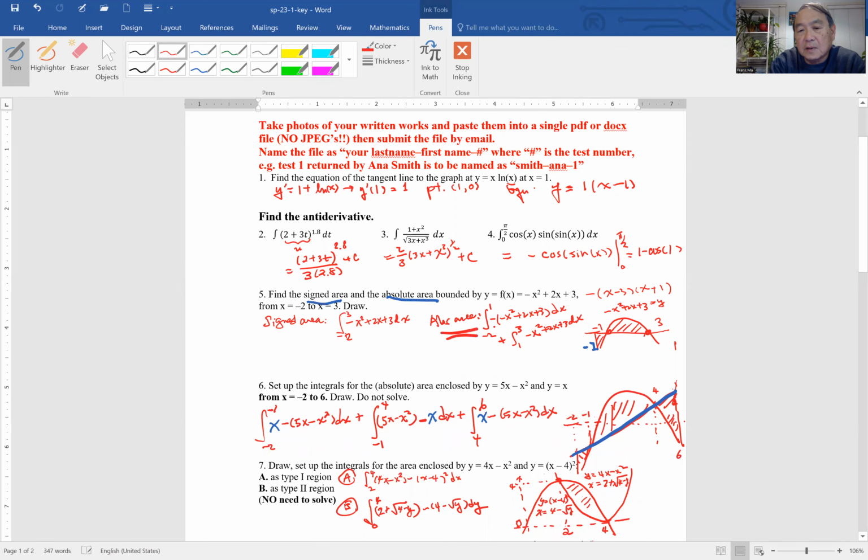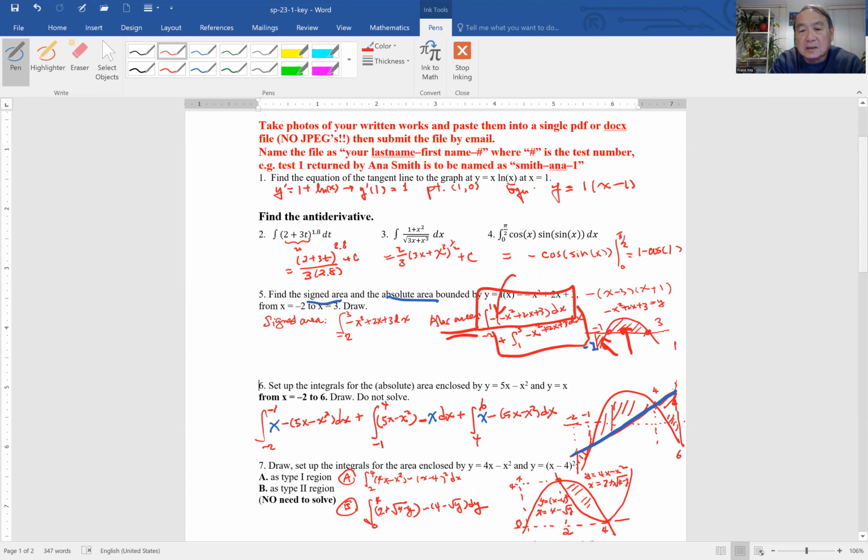Okay, if I were to integrate this just from -2 to -1, it is negative. So that's why there's a negative sign over here, because that will turn this answer into a positive answer. Then you add it to the other integral, 1 to 3, from here to here. And so you want the sum, the absolute value sum of those two areas. So that's the absolute area.